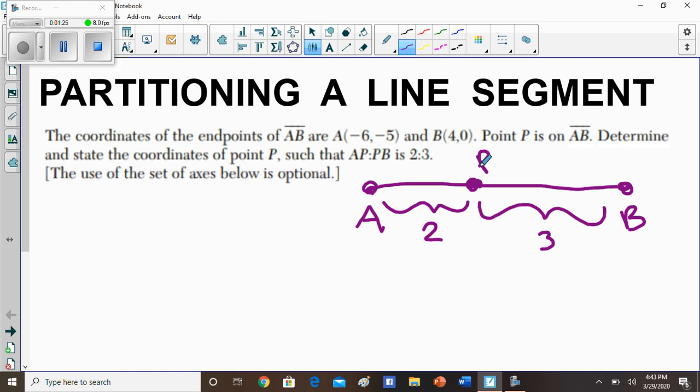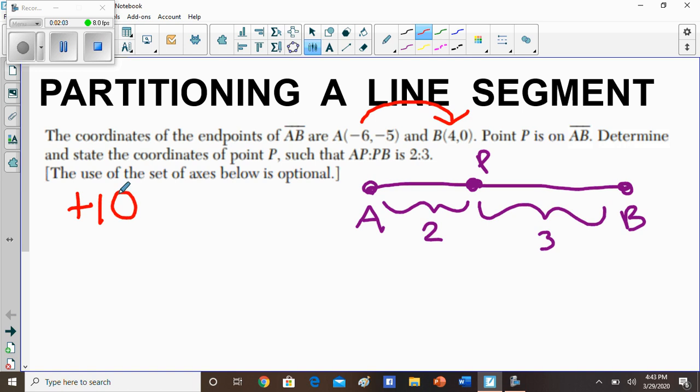Okay, so the first step you're going to do with every problem like this is find the difference from A to B. So you want to figure out how you get from -6 to +4. You can do this in your head, or in your calculator you could do 4 minus -6. You always do the right point minus the left point. So 4 minus -6 gives you +10, because to get from -6 to 4, you would add 10. So I'm going to put +10 here.